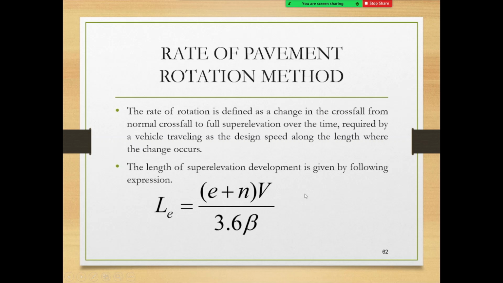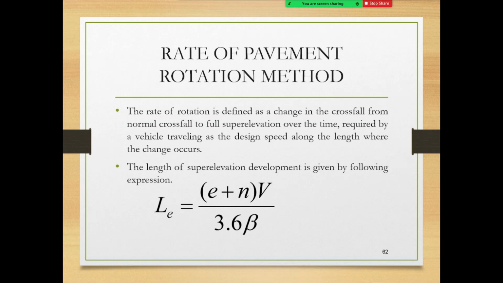Then the other one is the rate of pavement rotation method. The rate of rotation is defined as a change in the crossfall from normal crossfall to full super elevation over the time required by a vehicle traveling at the design speed along the length where the change occurs. The length of super elevation development is given by the following expression. LE equals (E plus N) into V divided by (3.6 into beta).